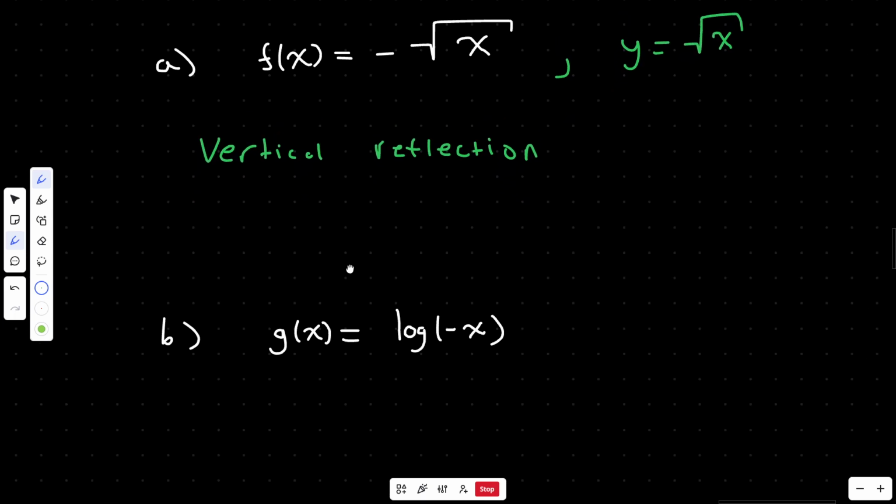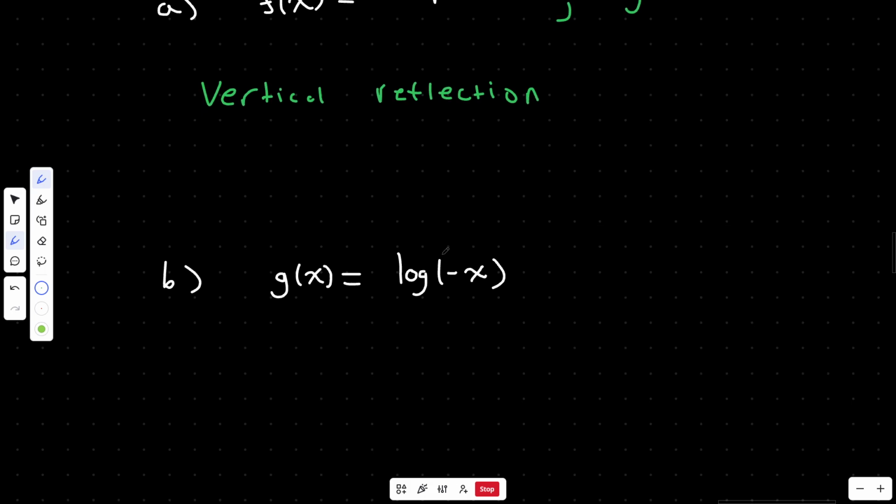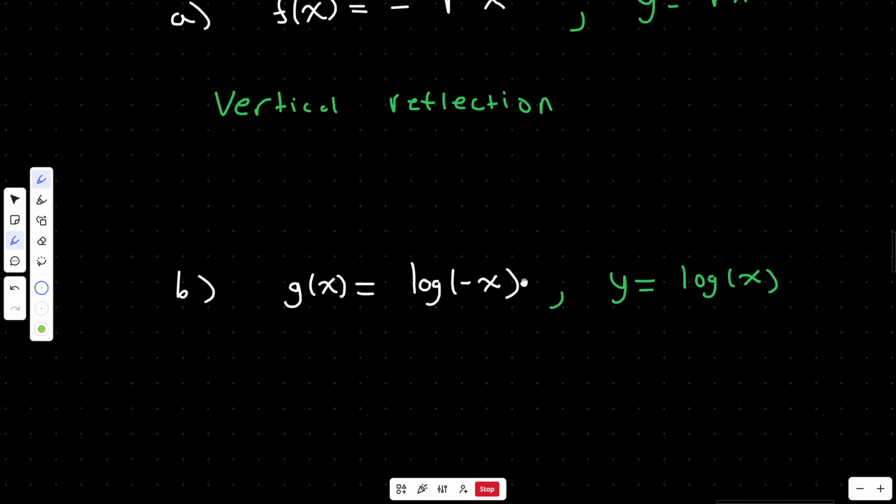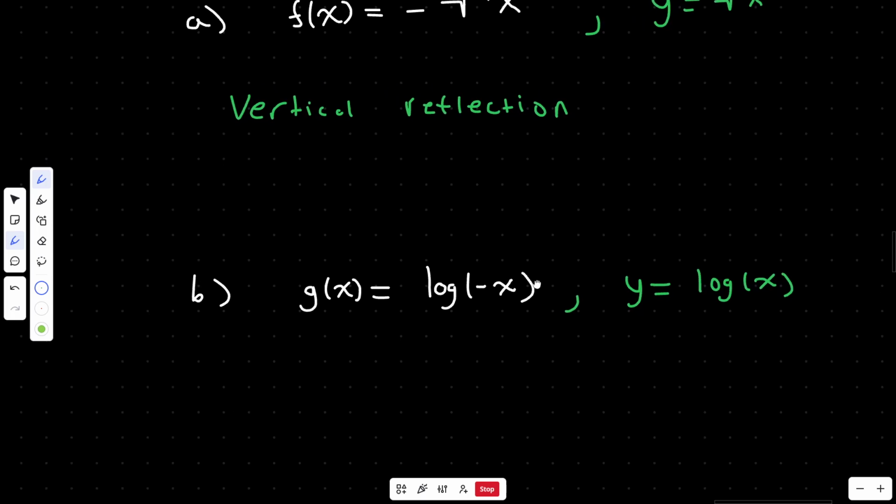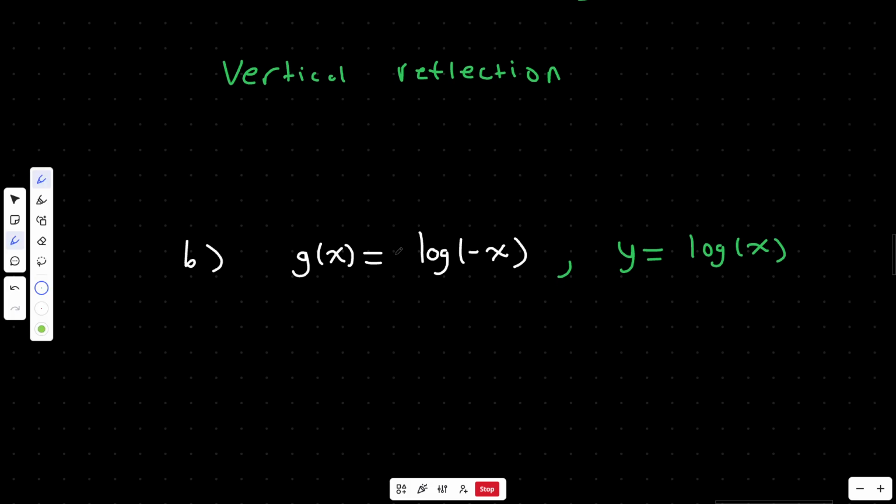Let's move on to B. Let's determine the parent function of this. The parent function, I think, is just going to be the base form of the logarithm. So we're going to say y is equal to log of x. It's the simplest version of the logarithm function. And now we have to determine whether it's being vertically reflected or horizontally reflected. What I'm seeing here is there is no negative on the outside, so the negative is inside the x. So that means we're having a horizontal reflection.